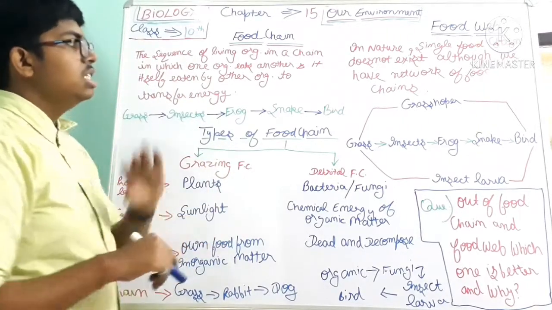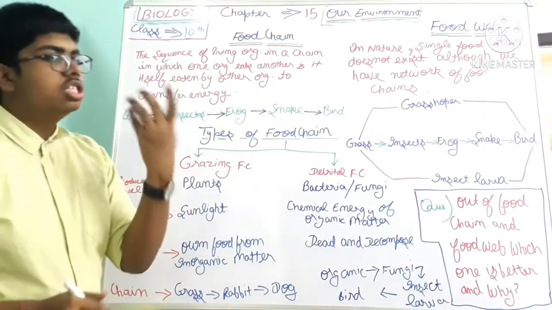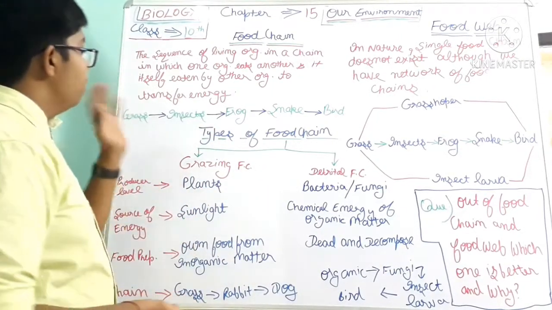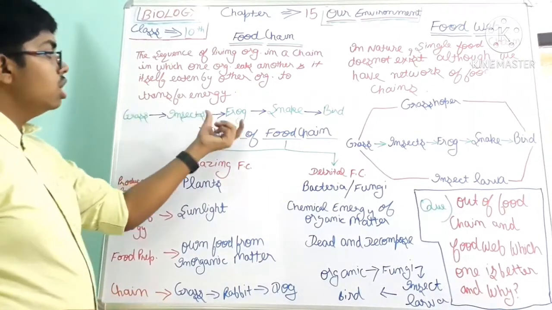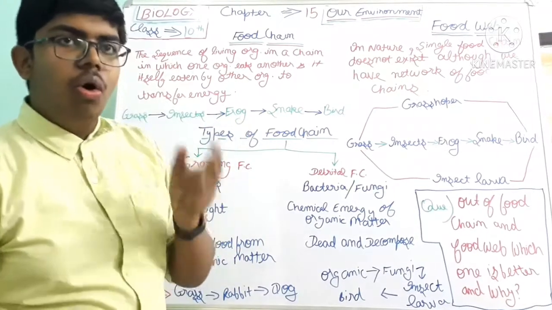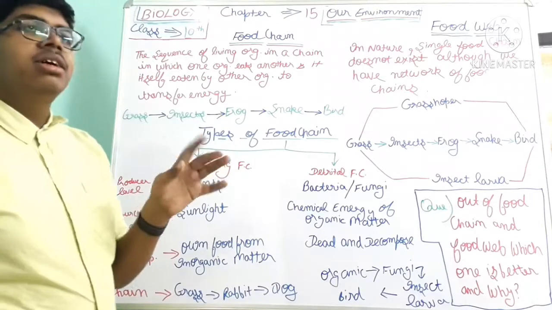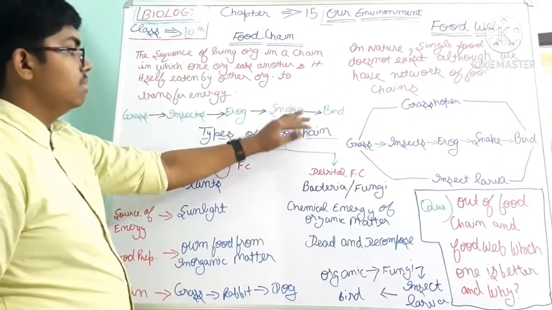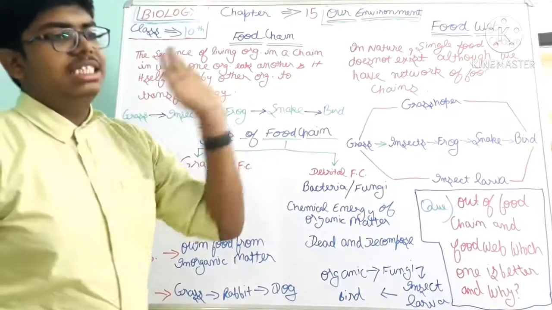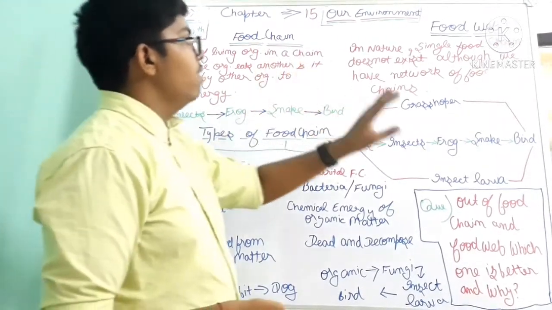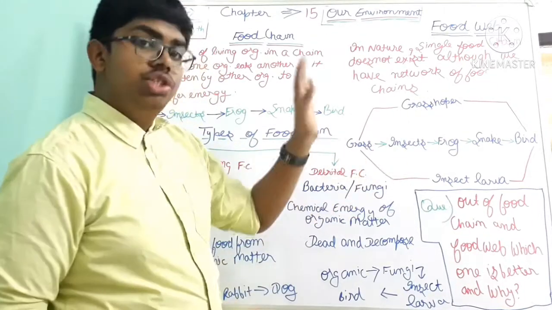Now it is right that a single food chain doesn't exist in your environment. Why? Because if an organism of a particular trophic level became dead or extinct, then the other organism dependent on it also becomes extinct or dies. That's why a food web is better than a food chain.